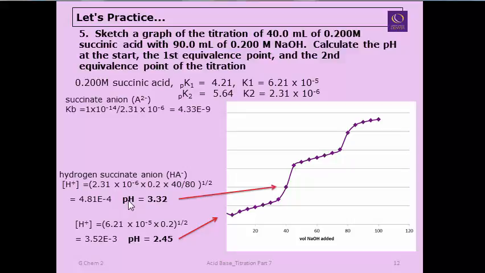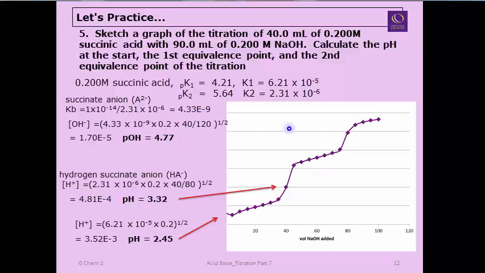And then the second equivalence point, now what we've done is we've fully deprotonated succinic acid, and we've got a succinate anion, the A2 minus. And if I was thinking about dropping that in water, it's really like a weak base. So I cannot take advantage of this number, but I can divide that into 1 times 10 to the minus 14 and actually have the Kb for this, right? And so when I do that, I get 4.33 times e to the minus 9. And so now I can just work it like it's a weak base problem, with the Kb, this concentration.